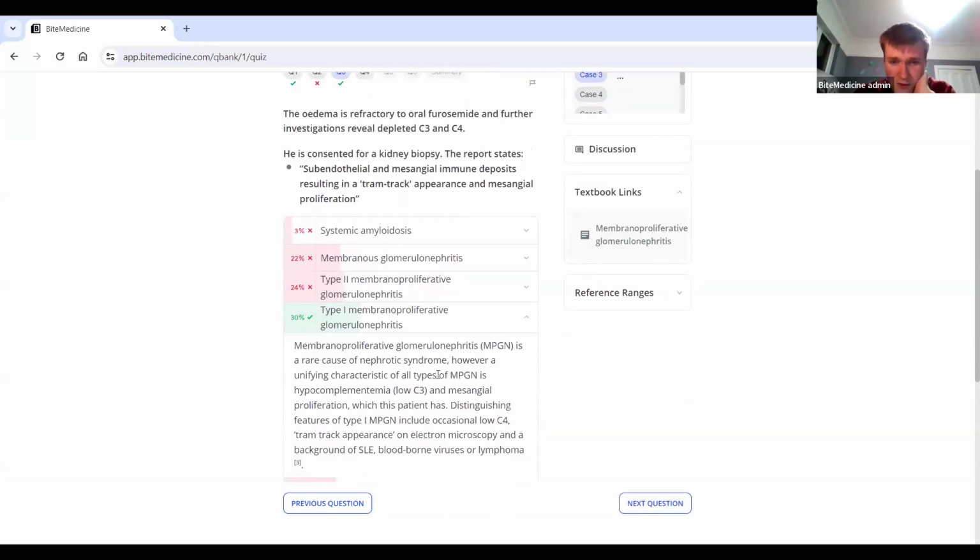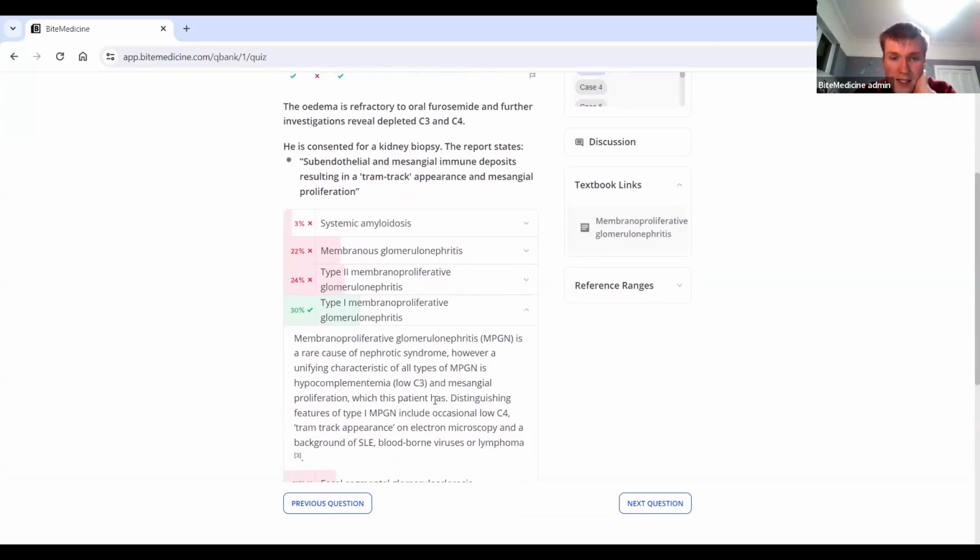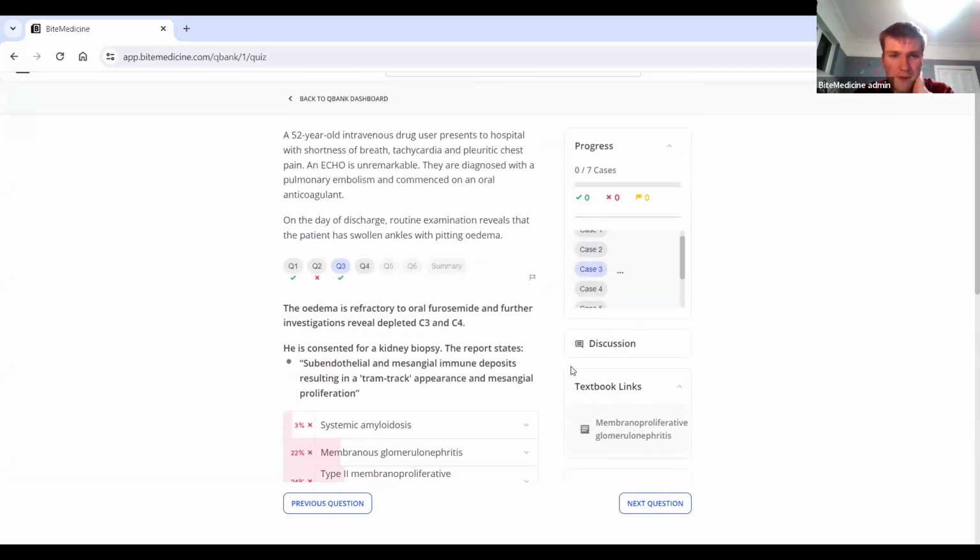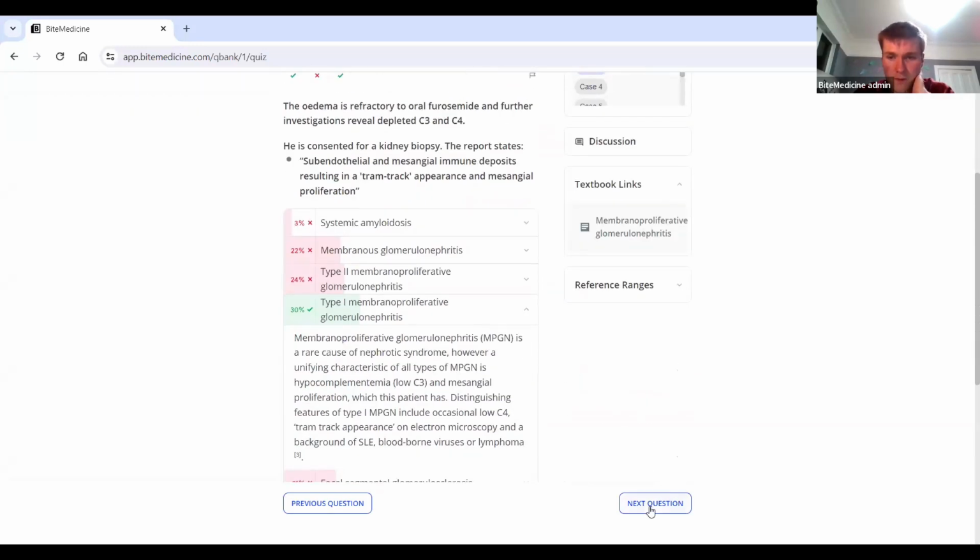However, a unifying characteristic for all types of MPGN is hypocomplementemia and mesangial proliferation, which is seen here. Distinguishing features of type 1 include occasional low C4, tram-track appearance on electron microscopy, and a background of SLE, blood-borne viruses, or lymphoma. I think the hint then is that because they're an intravenous drug user, maybe they've had a blood-borne virus. Not easy. That's a tricky one.